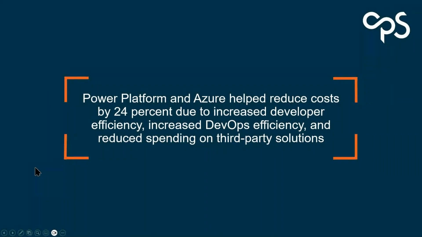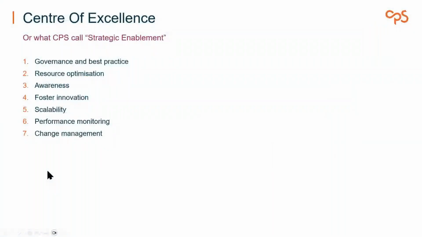So a stat from one of the Microsoft recent studies, so Power Platform and Azure help reduce costs by 24% due to the increased developer efficiency, increased DevOps efficiency, and reduced time spent on third-party solutions. So that's a huge statistic across a business. If you can gain 24% efficiency across various different streams, then that's a huge win naturally.